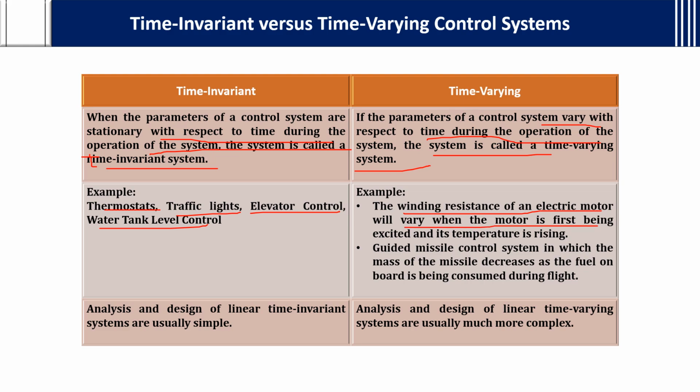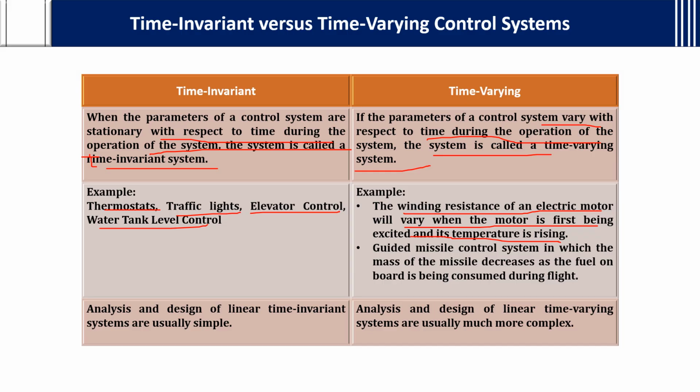The winding resistance of an electric motor will vary when the motor is first being excited and its temperature is rising. As the temperature is rising, the winding resistance of the electric motor will vary. Based on the time, it is varying. Okay, now a guided missile control system, in which the mass of the missile decreases as the fuel on board is being consumed during flight.